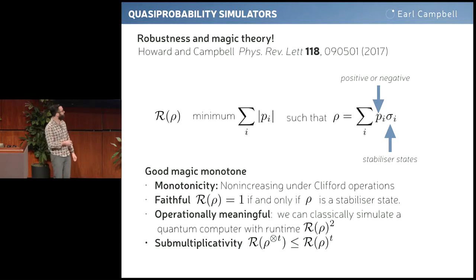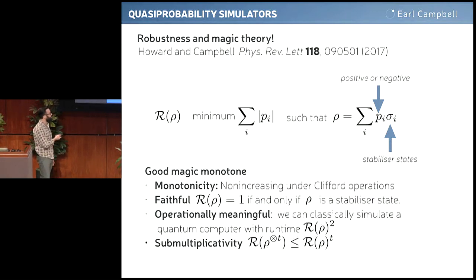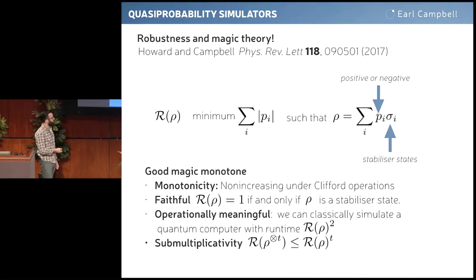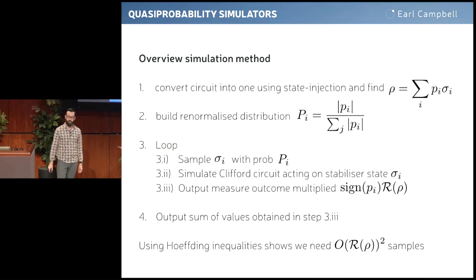But the one really important criterion today is that it's operationally meaningful in some sense. So what I mean by operationally meaningful is that this quantity, the robustness, tells you how hard it is to classically simulate a circuit using a specific algorithm. And the runtime of the algorithm that I'll describe on the next slide scales with the robustness squared. So I'm just going to give you a rough overview of what this algorithm is.